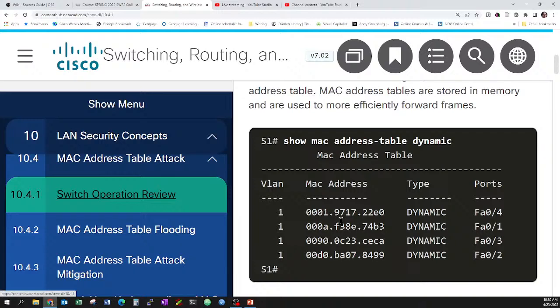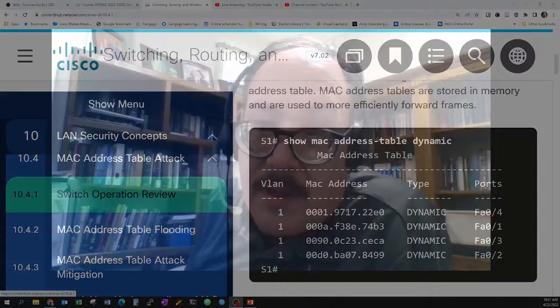And so the idea of attacking my switch directly is this concept of: can I turn it into a hub? And that's essentially what will happen in a direct MAC attack.